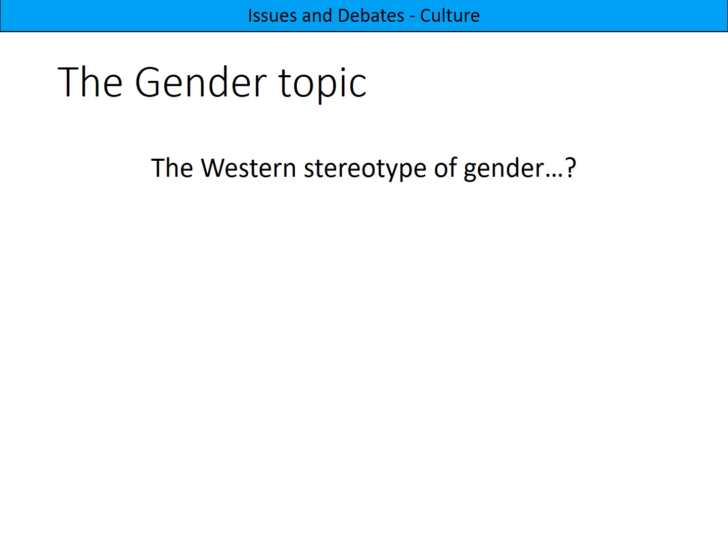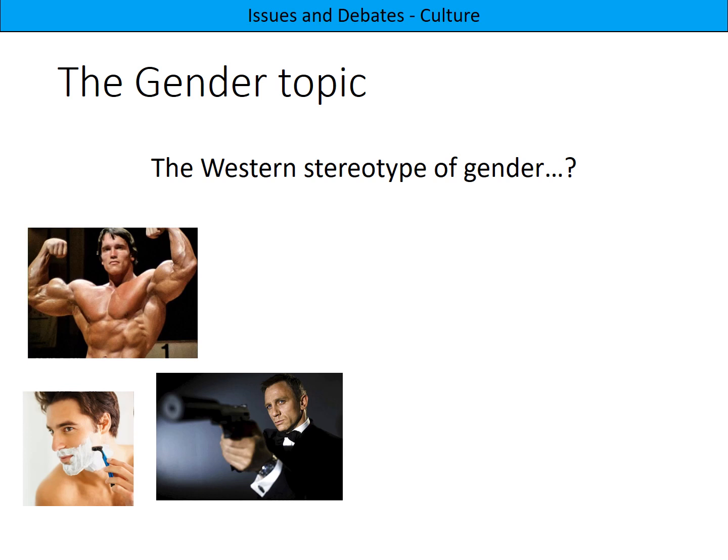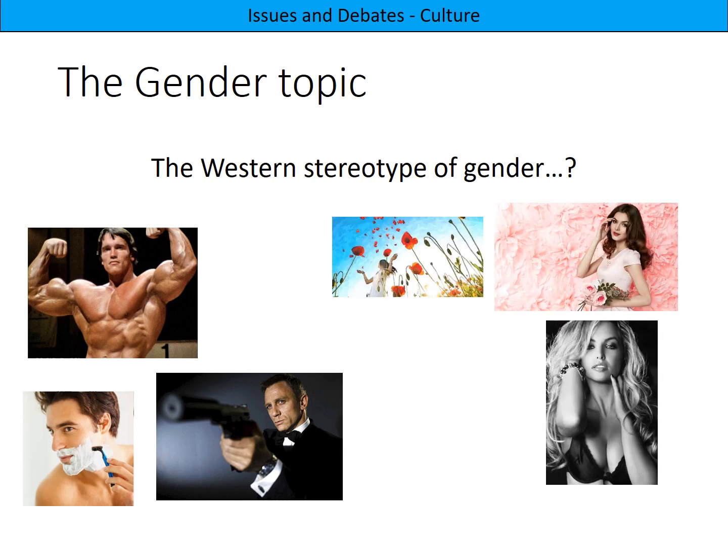Moving on to the gender topic, what I would like you to start thinking about is, what is the Western stereotype of gender? I've put a few images together. The masculine ones you're now seeing on the left-hand side, and the feminine ones on the right-hand side. Take a minute or two to think about what keywords you would associate with the pictures on the left, what describes those pictures, and the same for the pictures on the right.